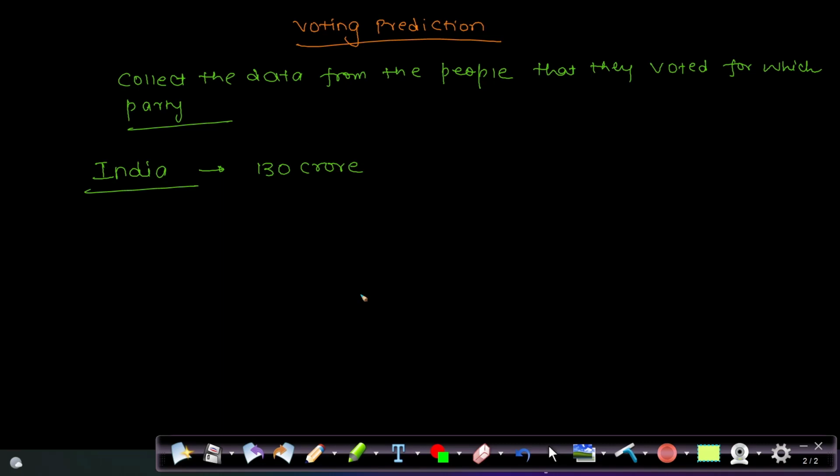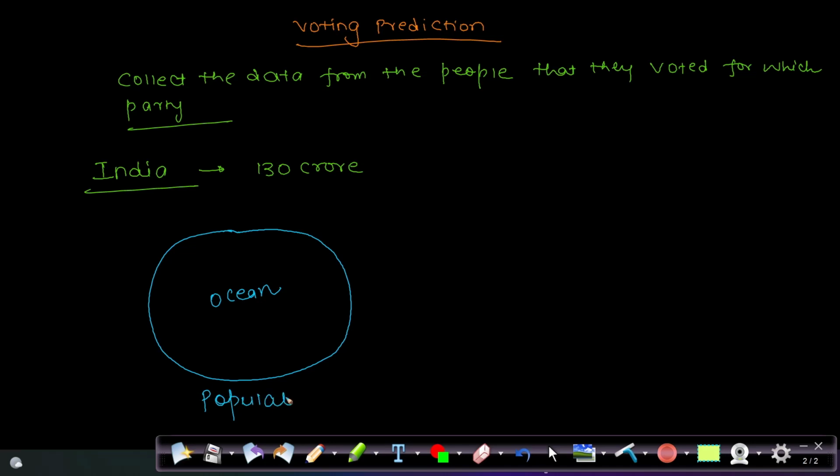For better understanding, you can think of this as an ocean. Consider this ocean as the population, and this is your aquarium. This is called your sample. Now coming back to our scenario.